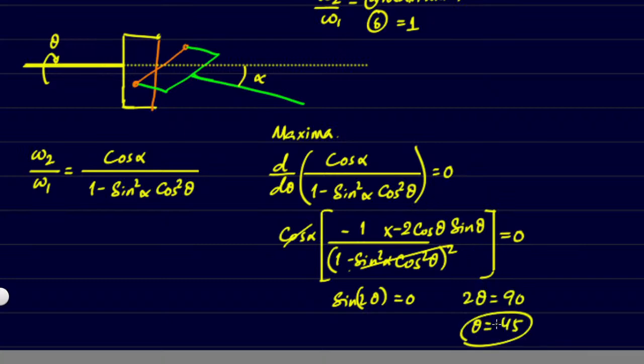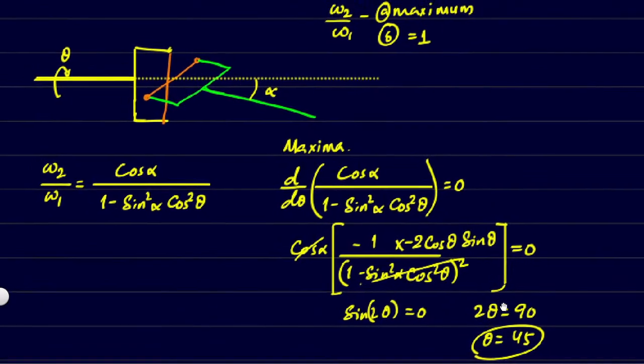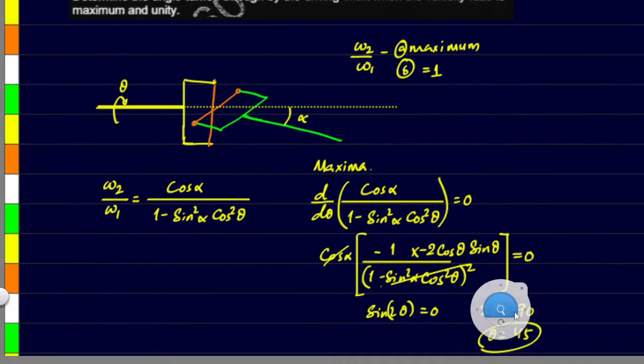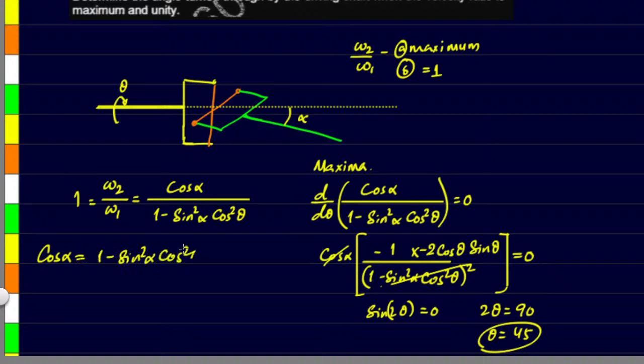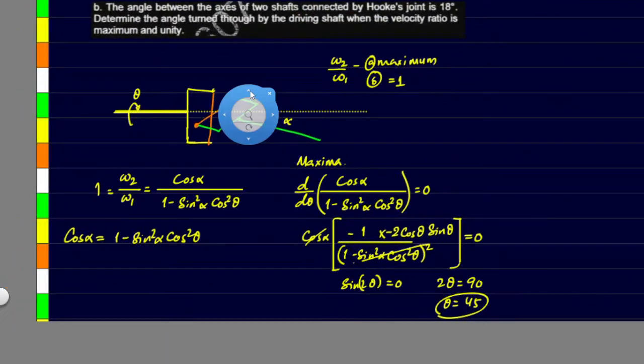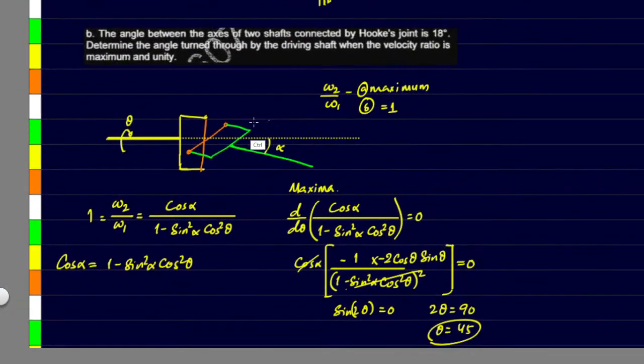These are the angles where the velocity ratio is going to be maximum at 45 degrees. Then when the velocity ratio is going to be equal, that means omega 2 by omega 1 is equal to 1. So that will happen when cos alpha will be equal to 1 minus sine square alpha cos square theta, and we've been given the value of alpha, that is 18. So alpha is equal to 18 degrees. If we substitute, we will get the value of theta.